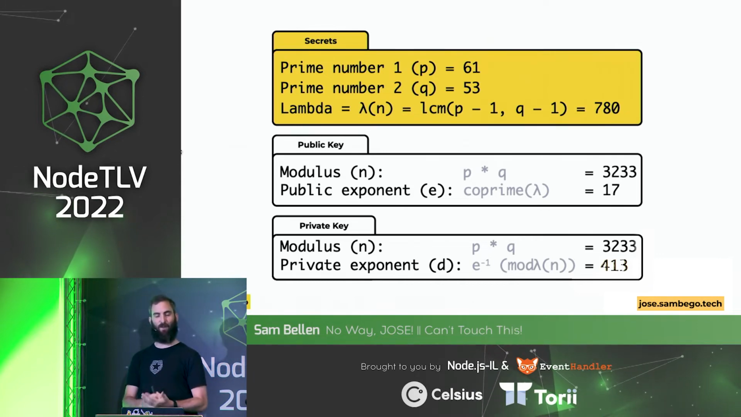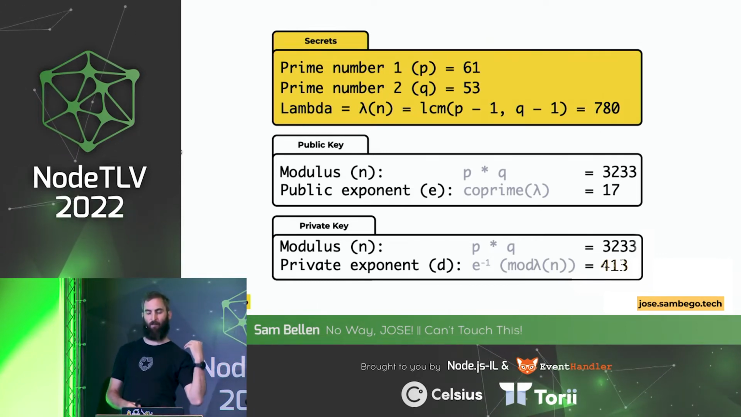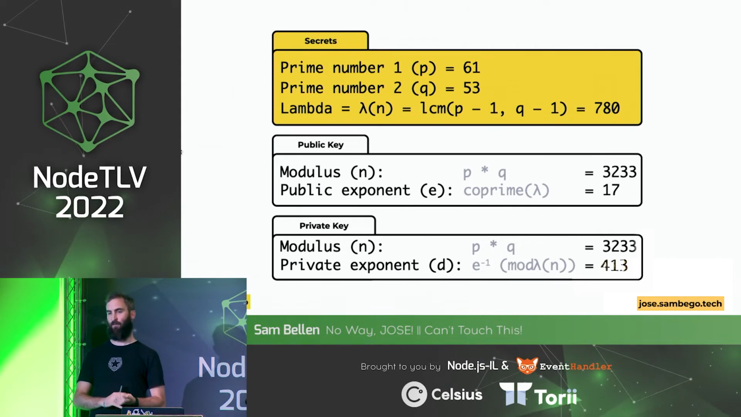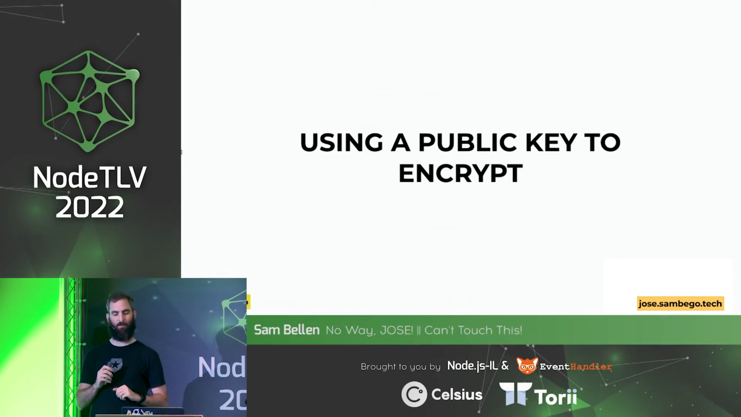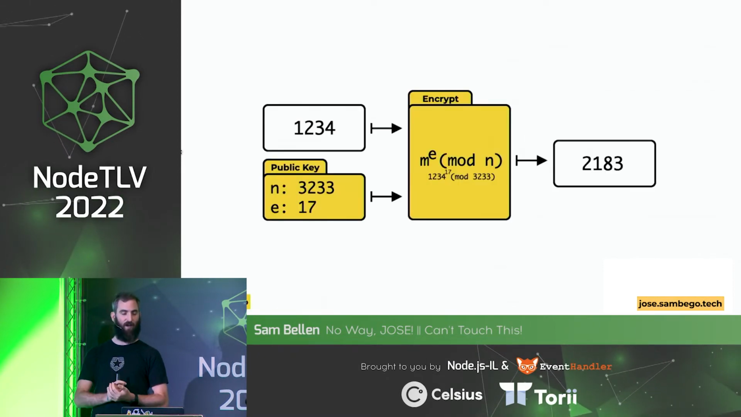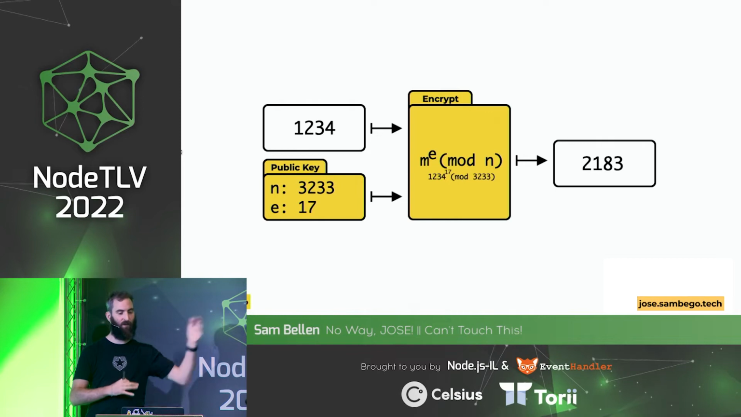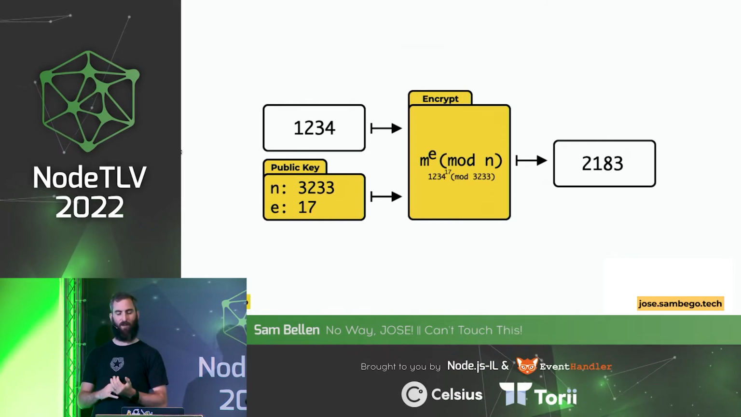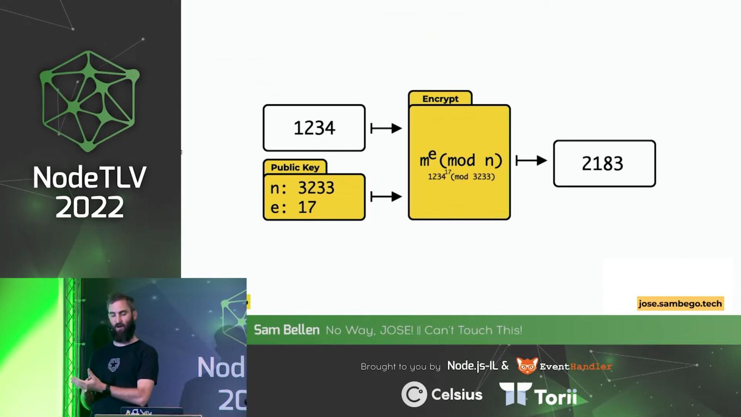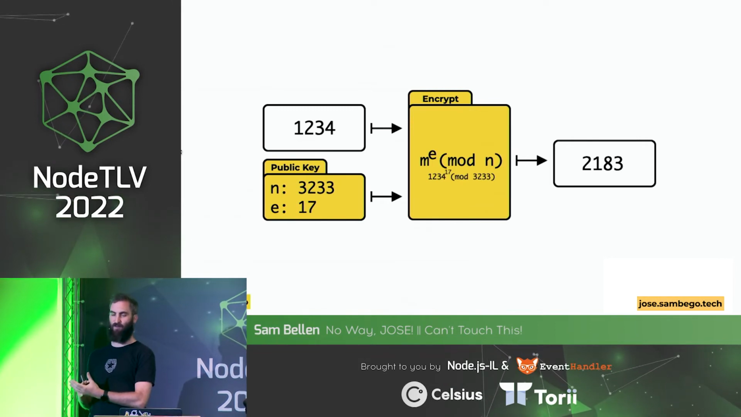Once we've generated these public and private key pairs, we can forget about the prime numbers and about the lambda. We don't need those anymore. We only need the numbers inside of those private and public keys. So using the public key, we can encrypt a message. To encrypt with RSA, you take an input, 1234, run it through the encryption algorithm, which is the mathematical algorithm in the yellow box in the middle, and input the public key values, which are the modulus n and the public exponent 17, or e, and we get 2183. Remember this number: the input is 1234, the output is 2183.